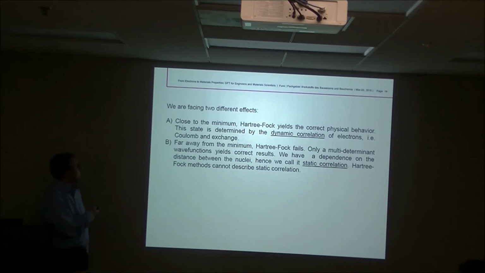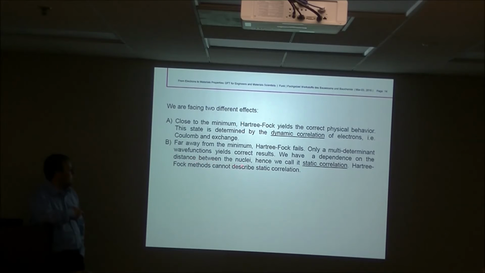So, what we are seeing here is close to the minimum. Hartree-Fock yields the correct physical behavior. The state is determined by the dynamic correlation of the electrons, so electrons facing electrons, and seeing the correct mean field. This yields the correct description. So dynamic correlation is what happens with the electrons. Far away from the minimum, Hartree-Fock fails. The multi-determinant wave function yields correct results, okay.